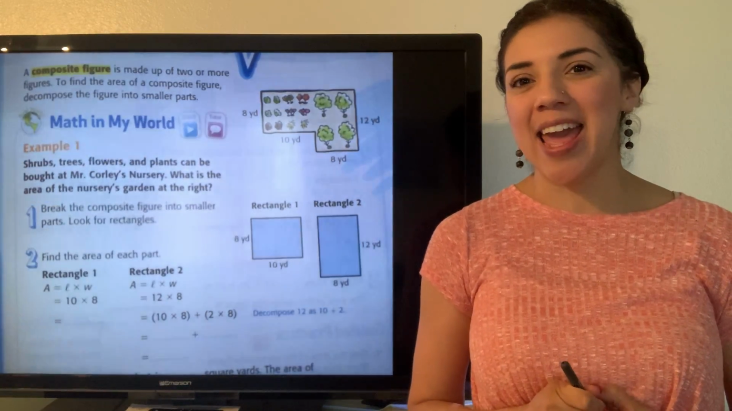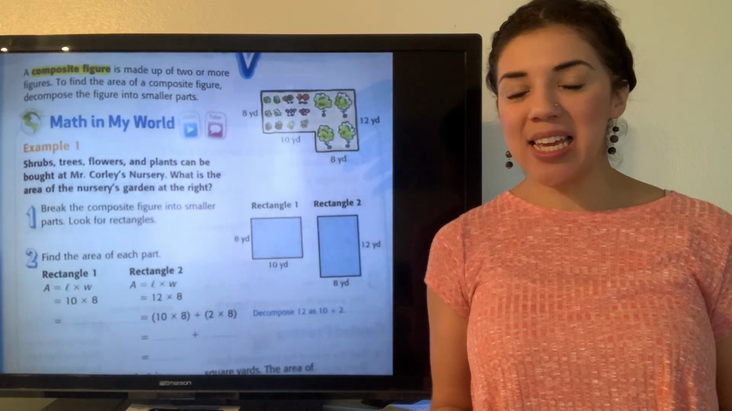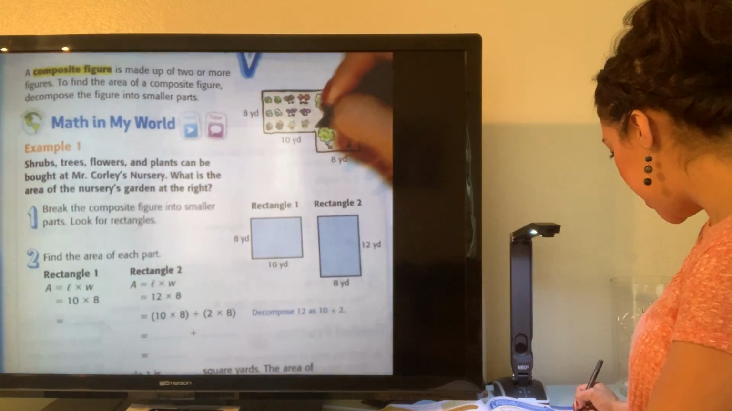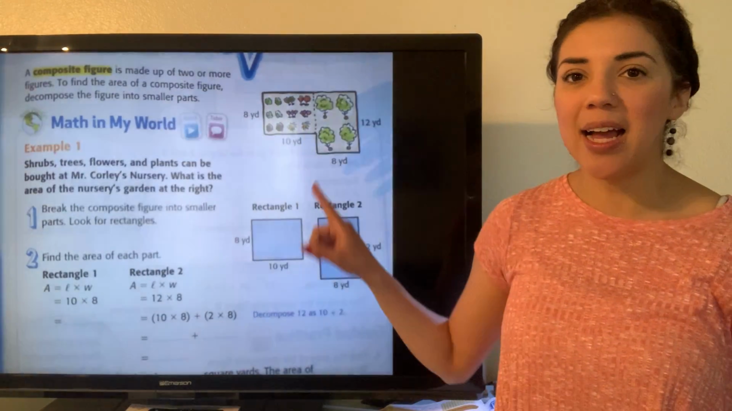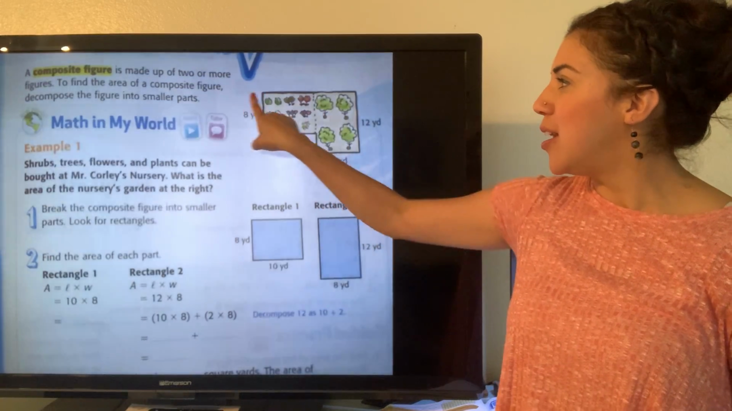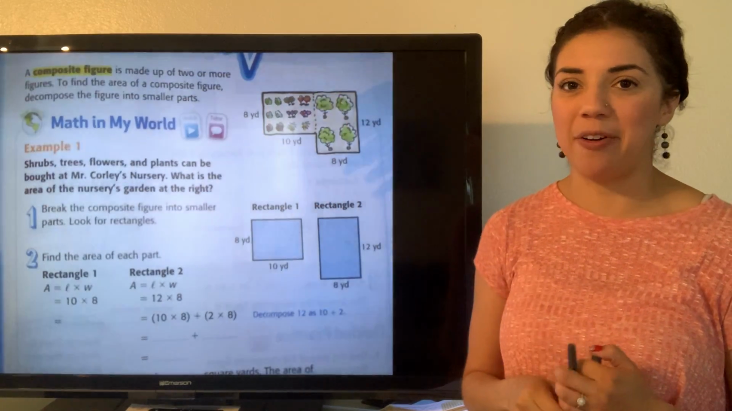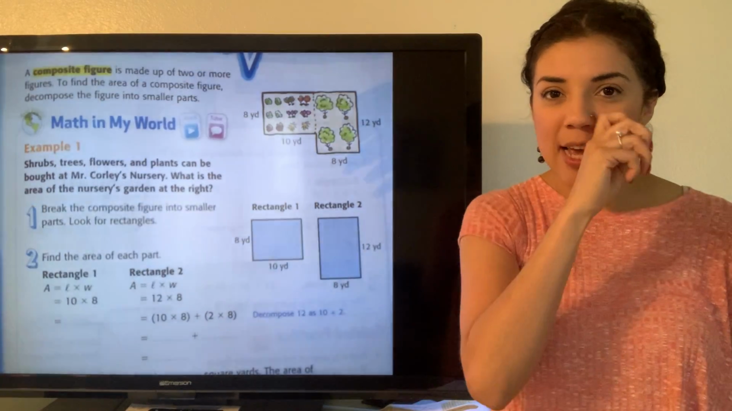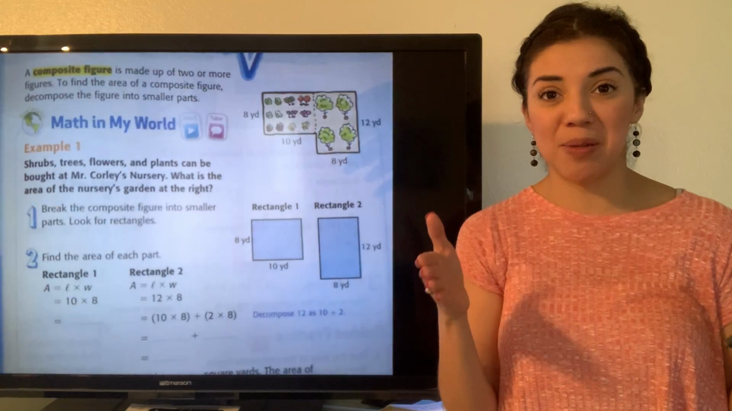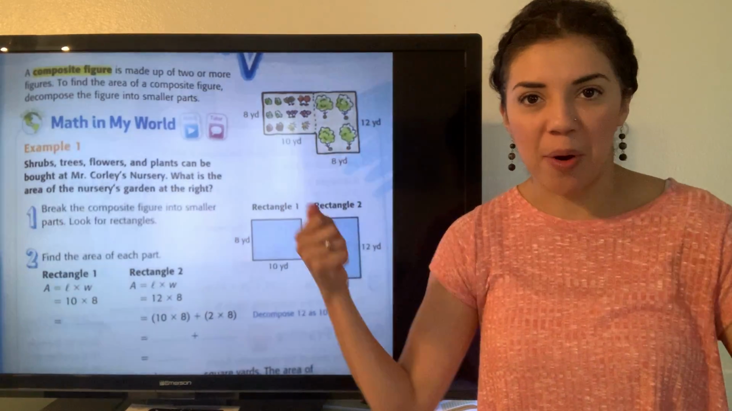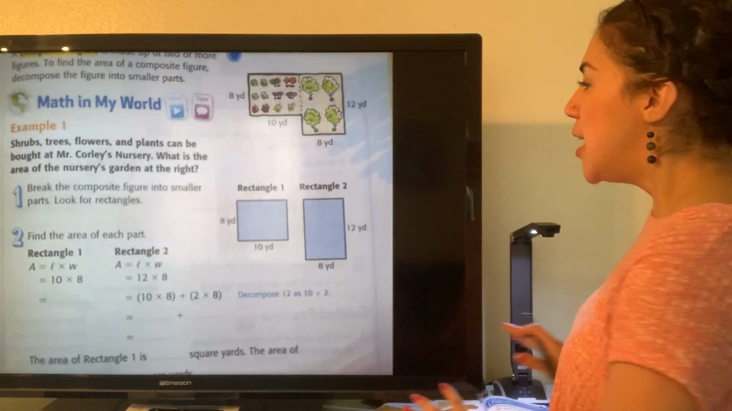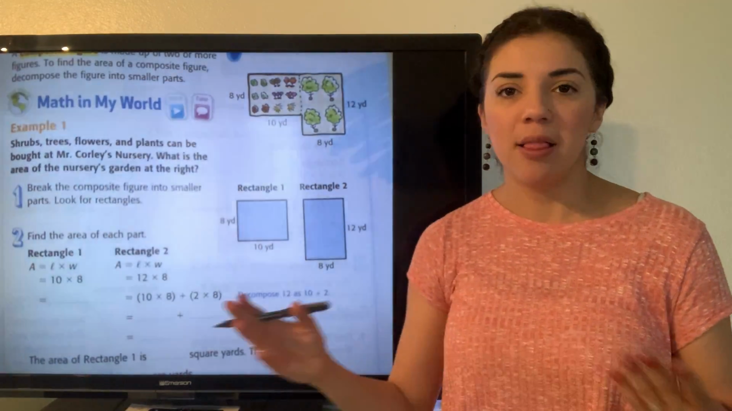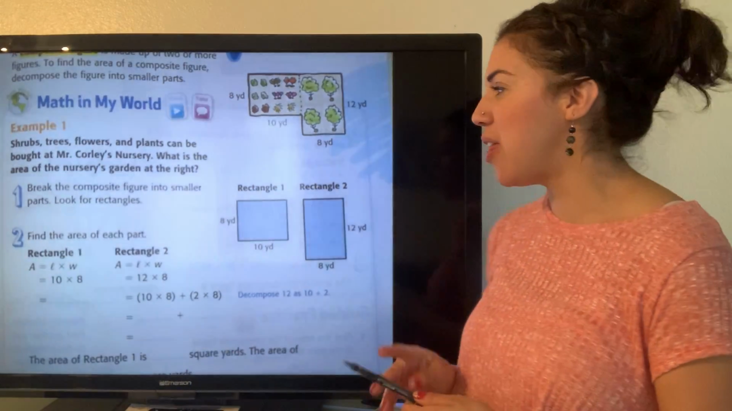When I look at it, I automatically see a square and a rectangle, because if I draw an imaginary line right here, I have this square and I have this rectangle. That's how we're going to decompose these figures: you want to look for shapes that are easy to break apart. Step number one says break the composite figure into smaller parts. Look for rectangles because they're easy to work with.